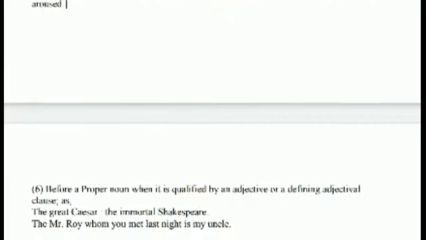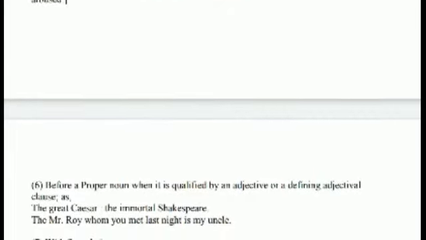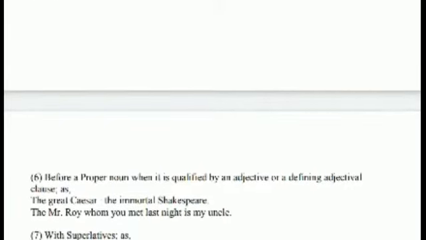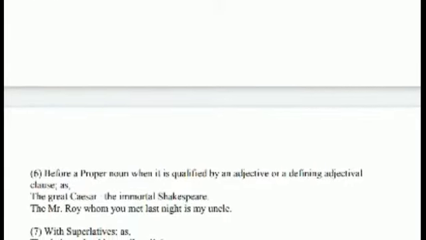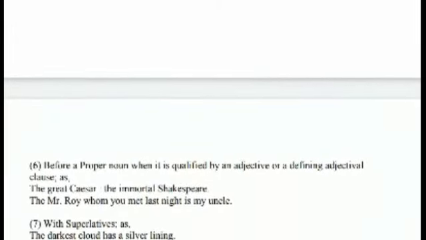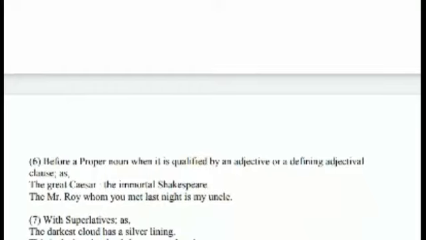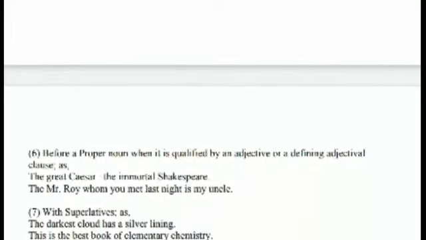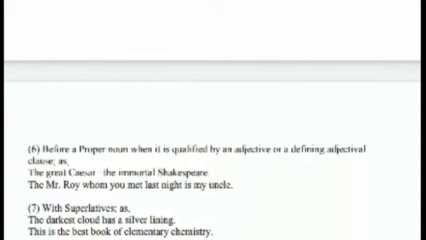Before a proper noun, this is a proper noun of Mr. Roy, Caesar, or Shakespeare. With the superlative degrees also, we use the. The darkest cloud has a silver lining. This is the best book of elementary chemistry. Here, the is used before the superlative degrees.